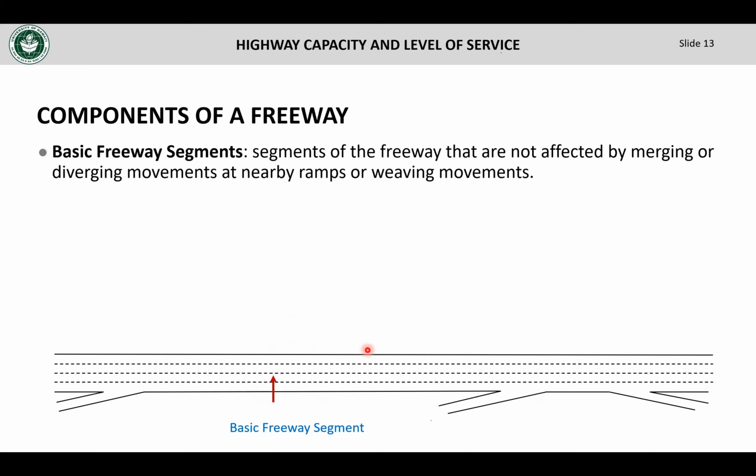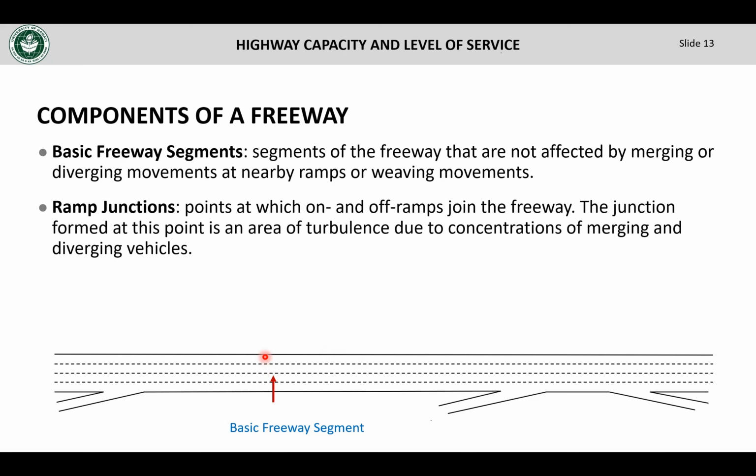But in the analysis, later on, we will see that we do consider how many ramps are in the vicinity, and the vicinity means 6 miles of the section of analysis. And that's because these elements do have some effect on the freeway performance anyway.